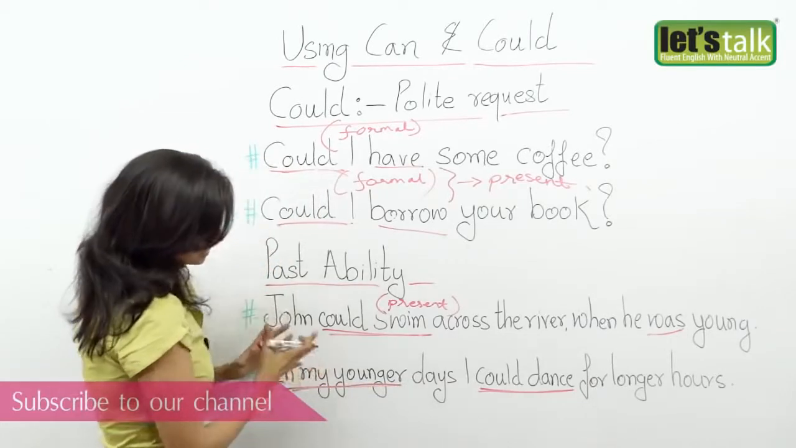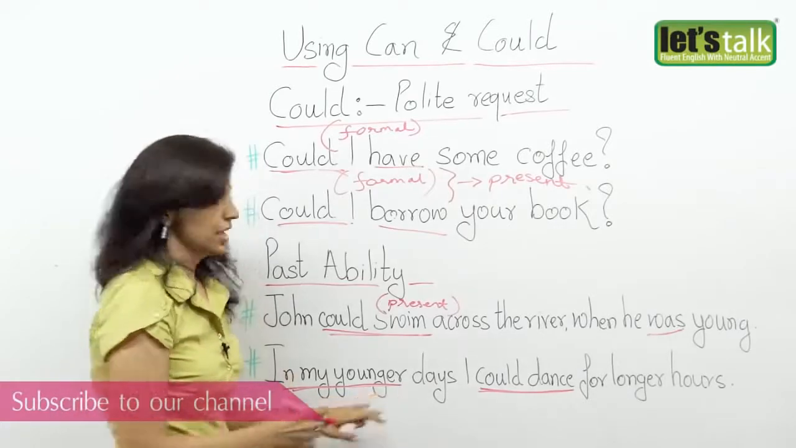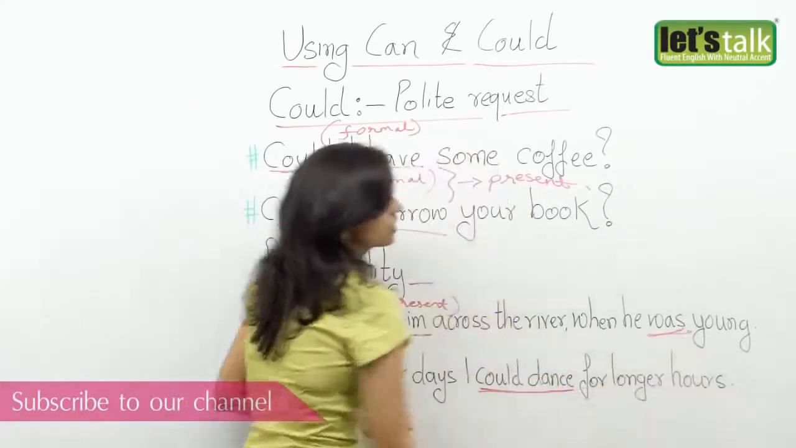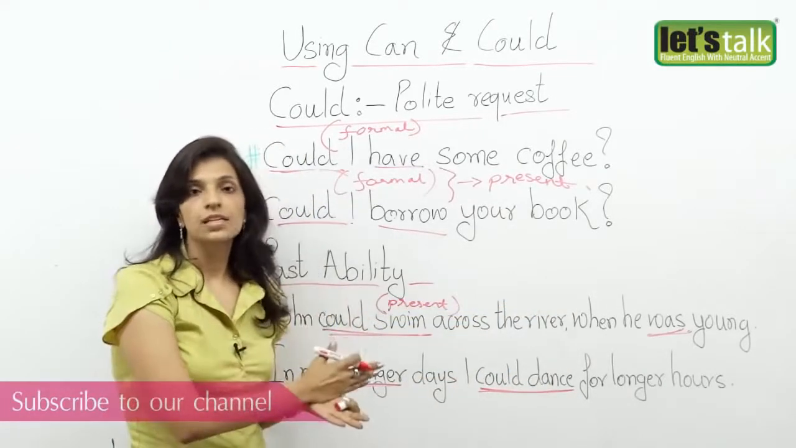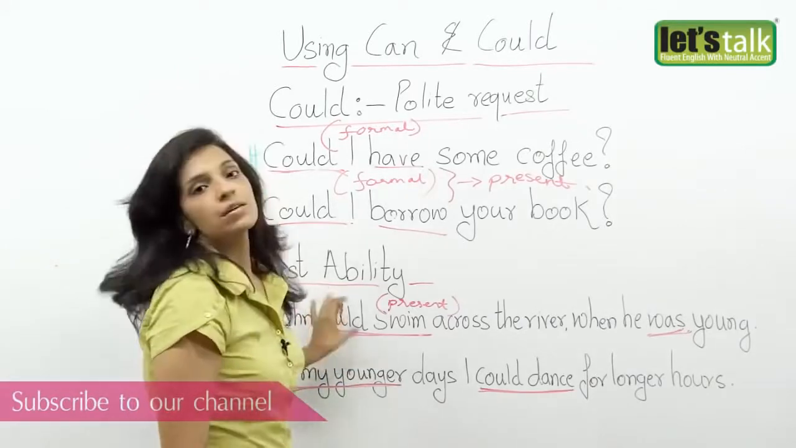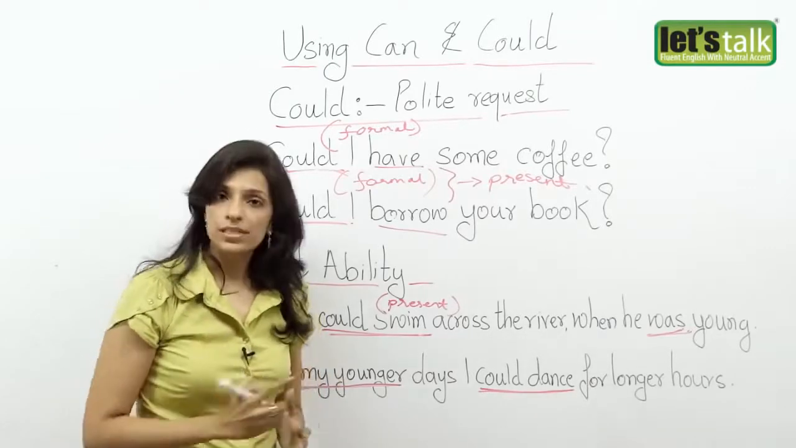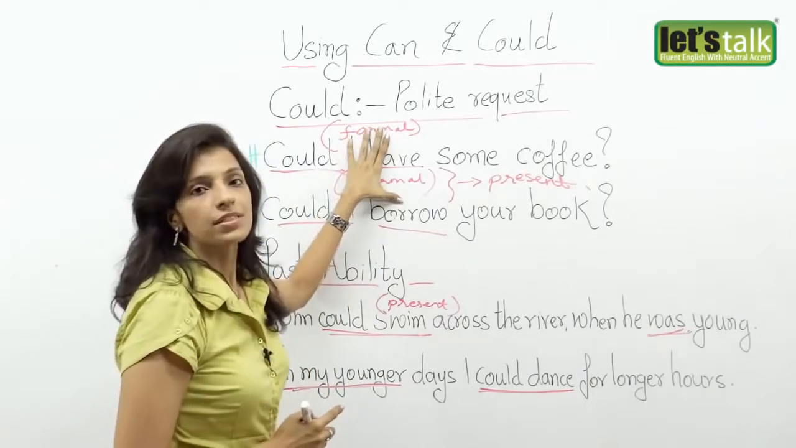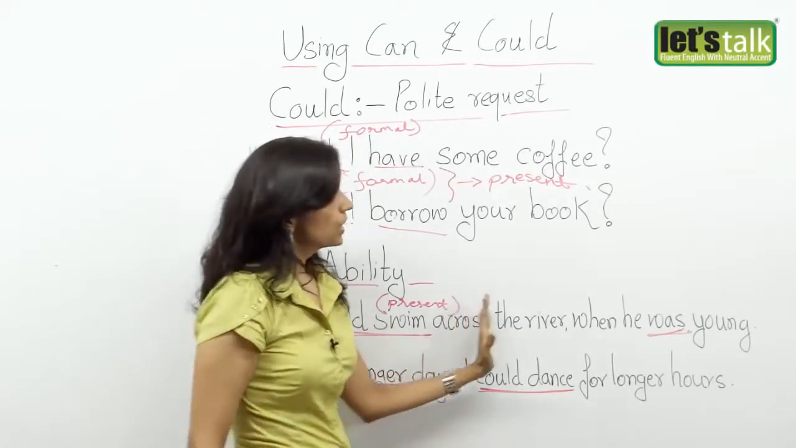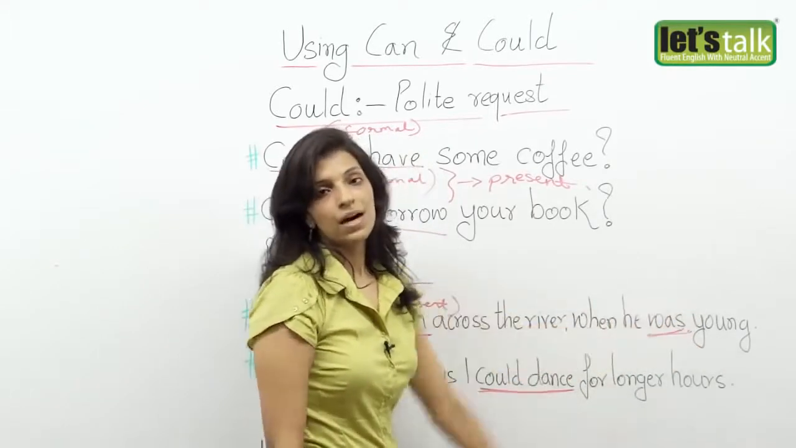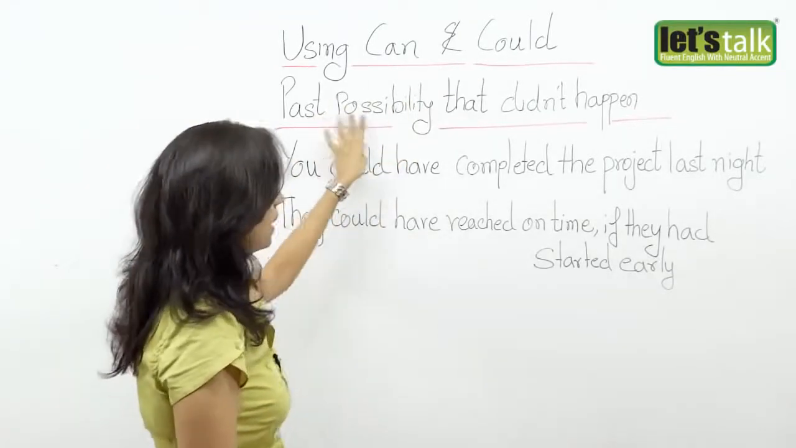So there will be some kind of words in your sentence which will refer to a past time period. Like in my younger days, when he was young. These kind of words that indicate the past will show you a past ability when you use could. So again friends, remember, not necessarily could is always in the past. When you make a polite request in the present, it's always better to use could. And when you talk about something that happened in the past, you will have certain words that will refer to a past time period.